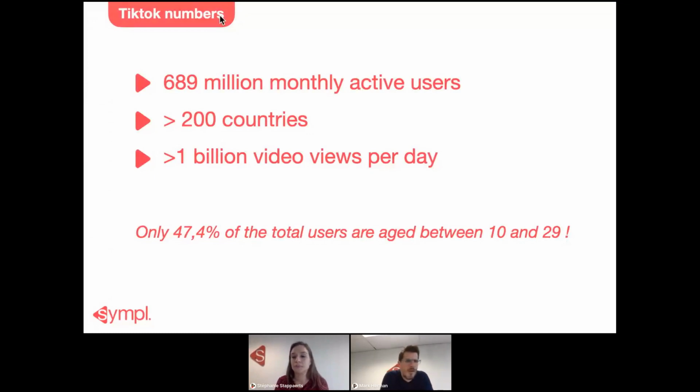And maybe just to clarify, because there might be some questions on that, TikTok doesn't measure below the age of 10. So if kids are using it under the age of 10, they are counted as being 10 years old. That's their cutoff point. So it's really, the 52% is really all above 29. Yes, indeed.